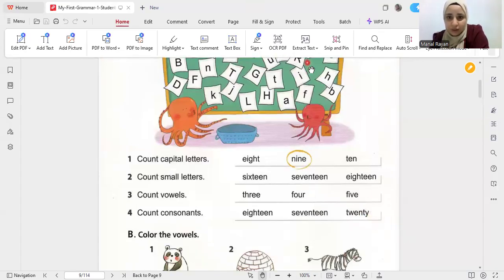Okay, let's make circles around the right answers. So there are 16 small letters, and there are 5 vowels, and there are 20 consonant letters.